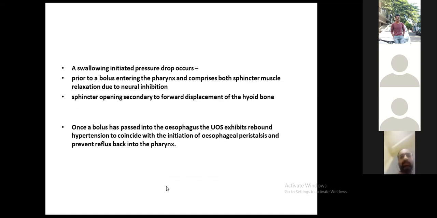When swallowing is initiated, a pressure drop occurs prior to the bolus, that is the food bolus, entering the pharynx, which comprises both the sphincter muscle relaxation due to neural inhibition as well as the sphincter opening secondary to the forward displacement of the hyoid bone. Once the bolus has passed into the esophagus, the upper esophageal sphincter exhibits rebound hypertension as soon as the food bolus passes, to coincide with the initiation of esophageal peristalsis, and it also prevents reflux back into the pharynx.